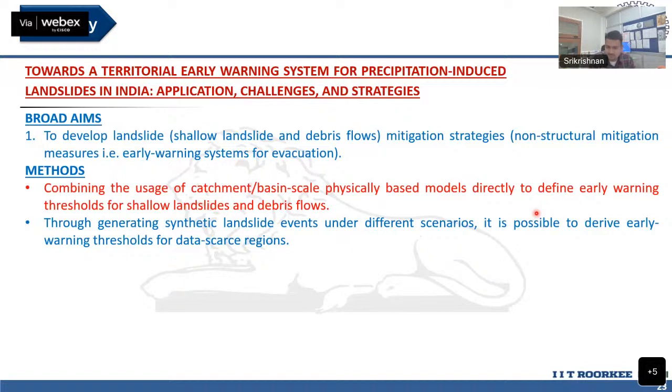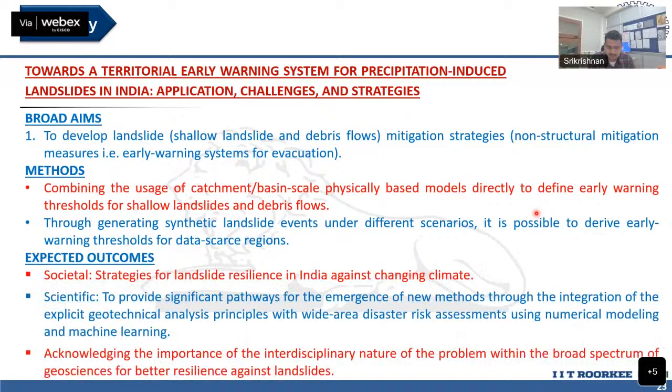So we hope it is possible to derive early warning thresholds for data scarce regions, and we tested it through case studies, one in the Pettimudi debris flow site in Kerala, as well as the Kedarnath catchment in Uttarakhand. So we expect this system to be used for other study areas as well.